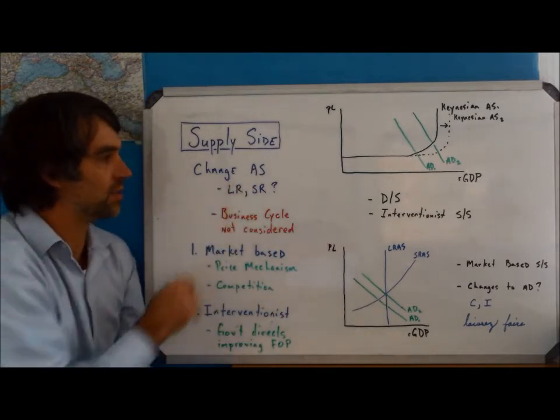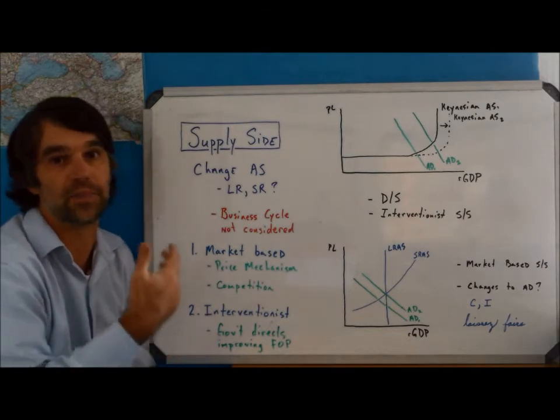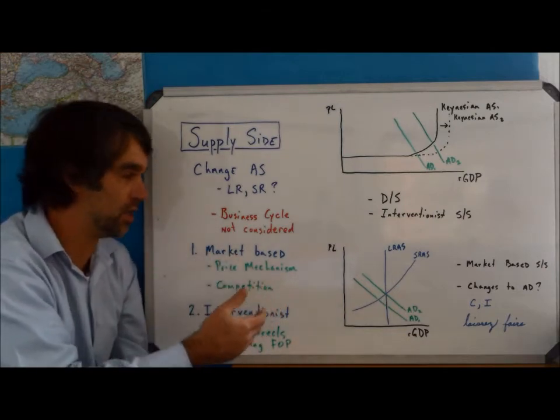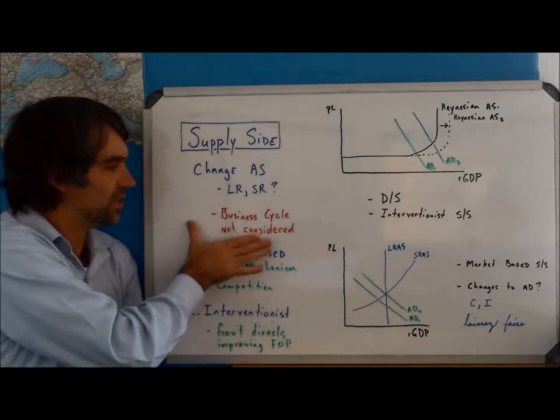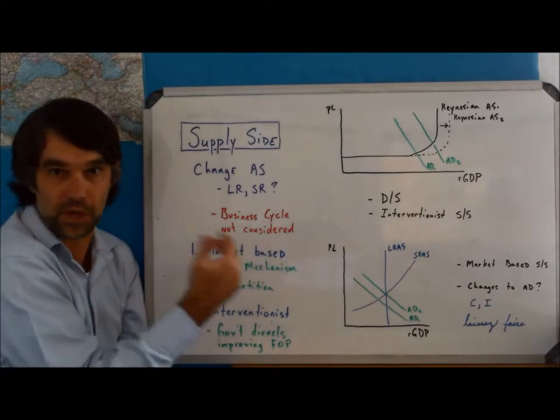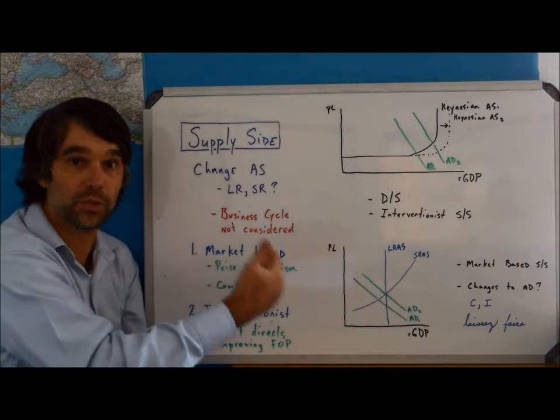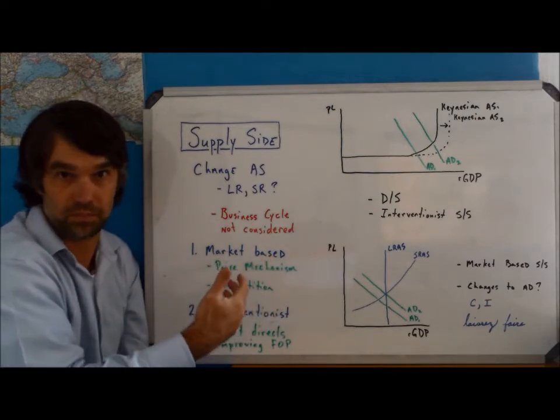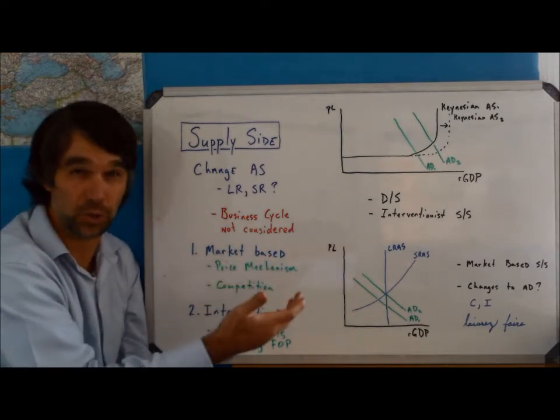So, remember, aggregate supply is always about the quantity and quality of factors of production. So, since you're not going to consider what's actually happening with the business cycle, the goal is just to be continually improving the factors of production available to an economy.